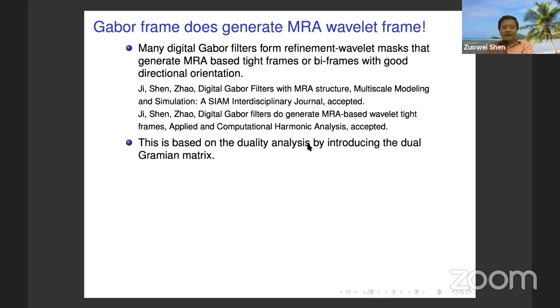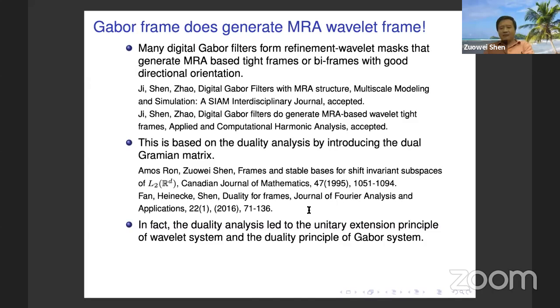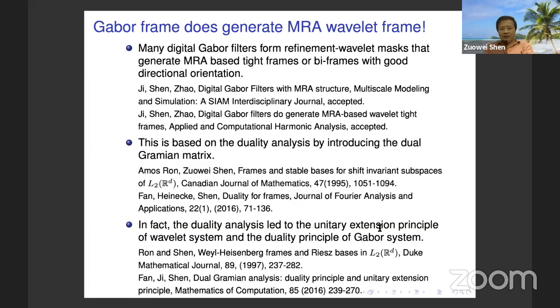The duality analysis foundation we first built up with Amos Ron over 20 years ago. The first paper we published in 1995, over 25 years ago. But only recently did we generalize this duality principle to a more general setting suitable for any kind of wavelet frame system. This generalization makes the proof simple. So it's simple because we based it on heavy machinery, which took a long time to build up. In fact, when Amos and I did this duality analysis, we used that to develop the unitary extension principle I stated before. For wavelets, we also have a duality principle, and for the Gabor frame in the early days.